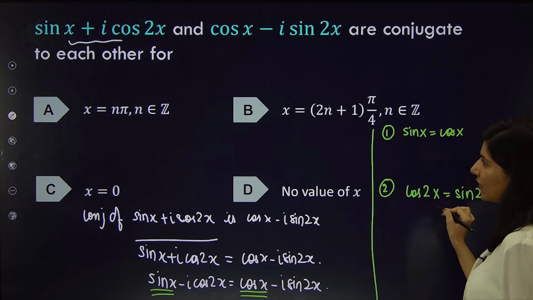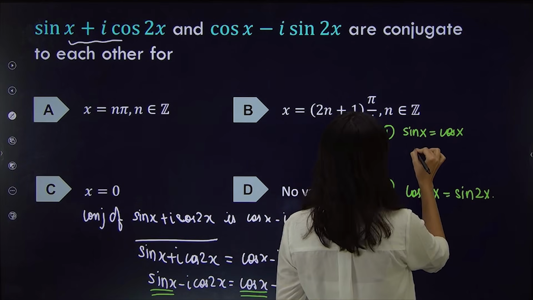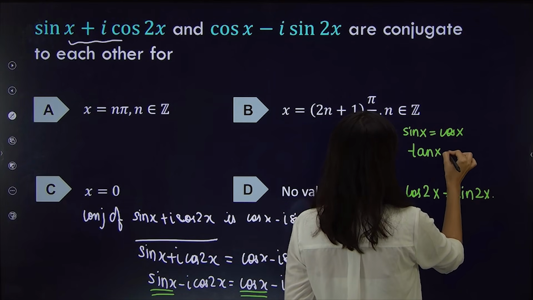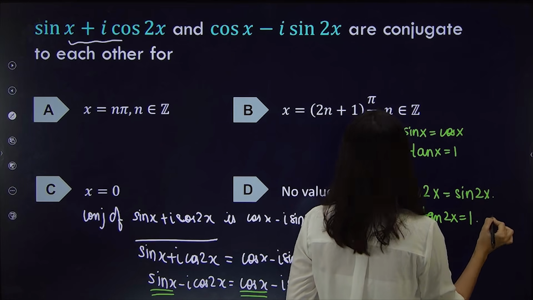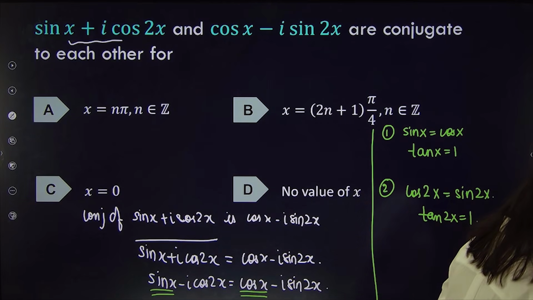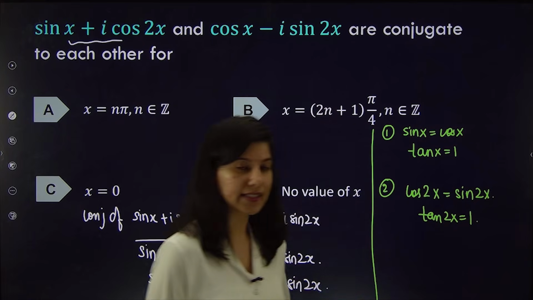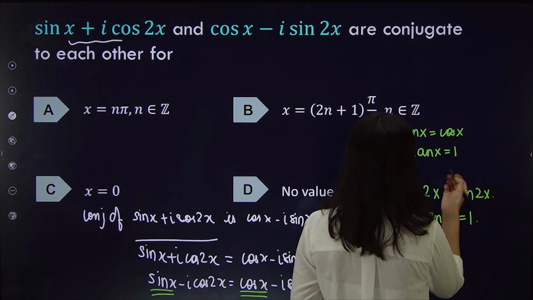You need to solve these two and get the answer. So this is obviously tan x equals 1 and this is tan 2x is also 1. Right? Tan x equals 1. Tan 2x is also 1. You know that tan x equals, so this is clearly an equation solving game, right?